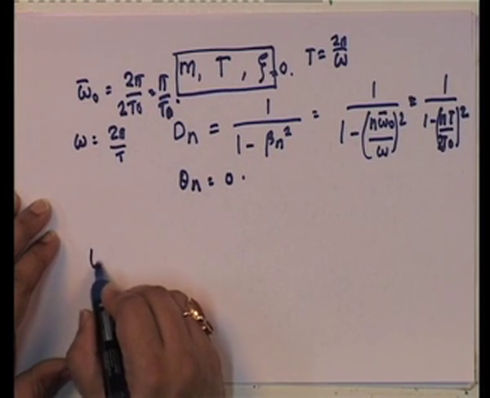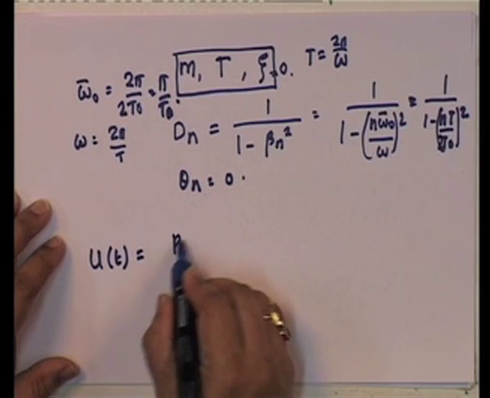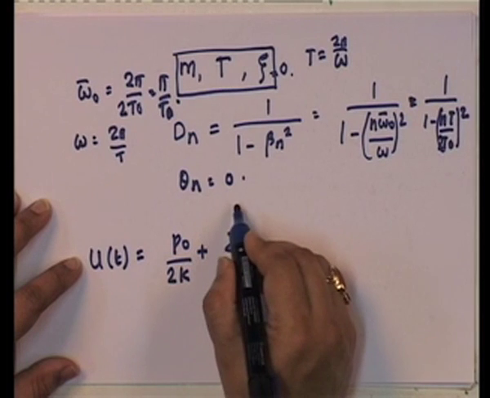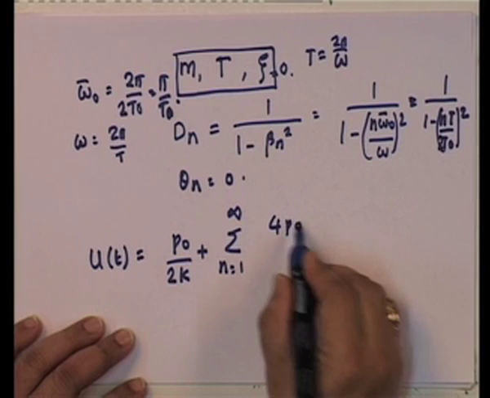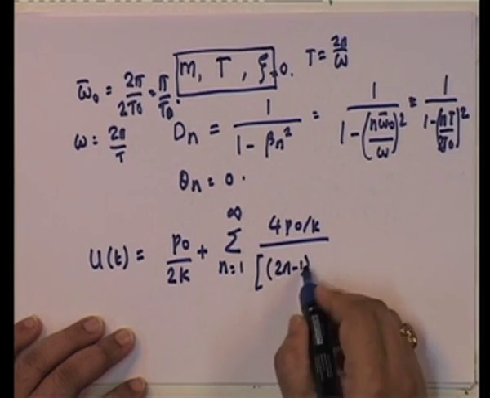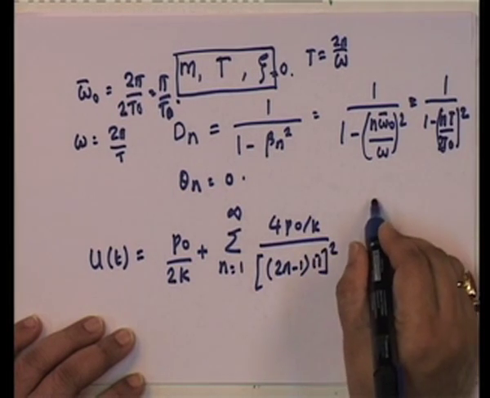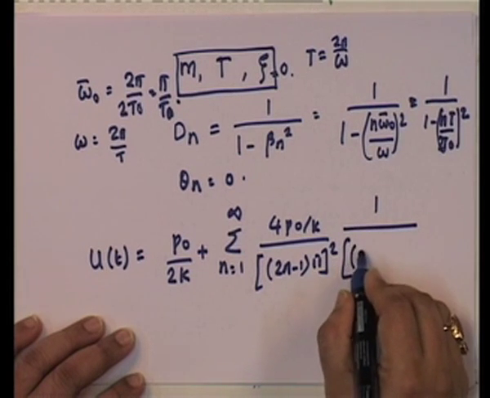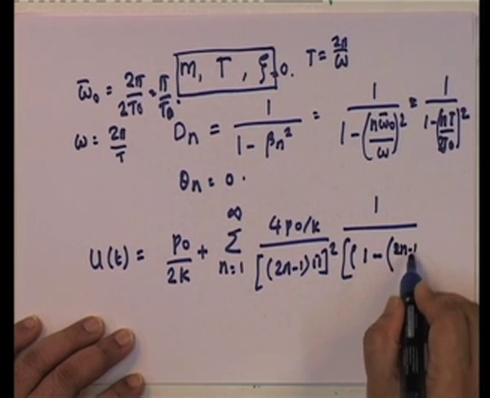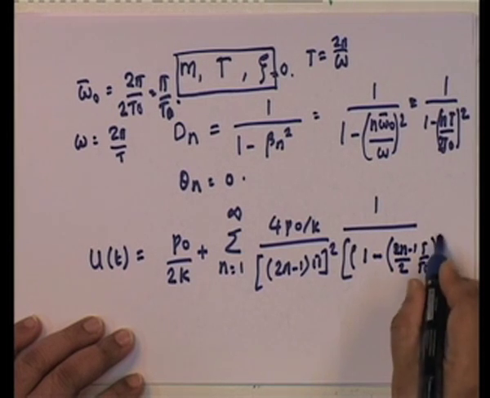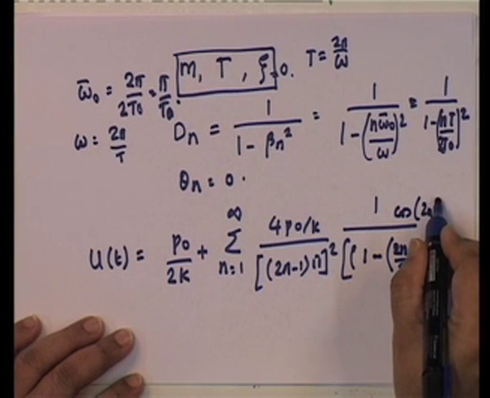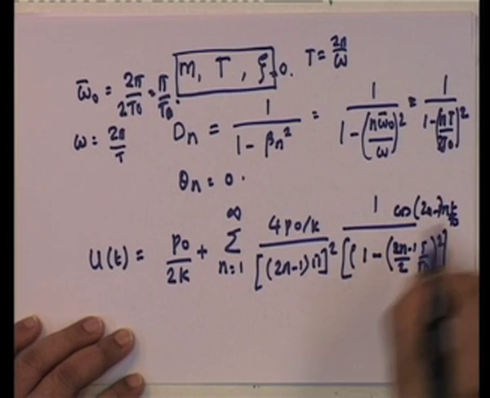So, therefore, u of t turns out to be equal to p naught upon 2k, that is a naught upon k, plus summation going from 1 to infinity 4 p naught upon k upon 2n minus 1 pi squared into 1 upon 1 minus (2n minus 1 upon 2 t upon t naught), and over here cosine 2n minus 1 pi t upon t naught. Okay. So, this is the solution.